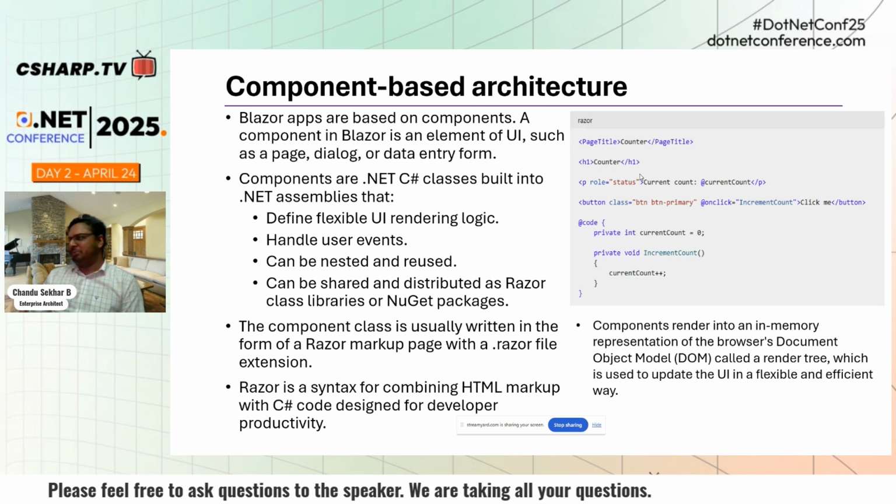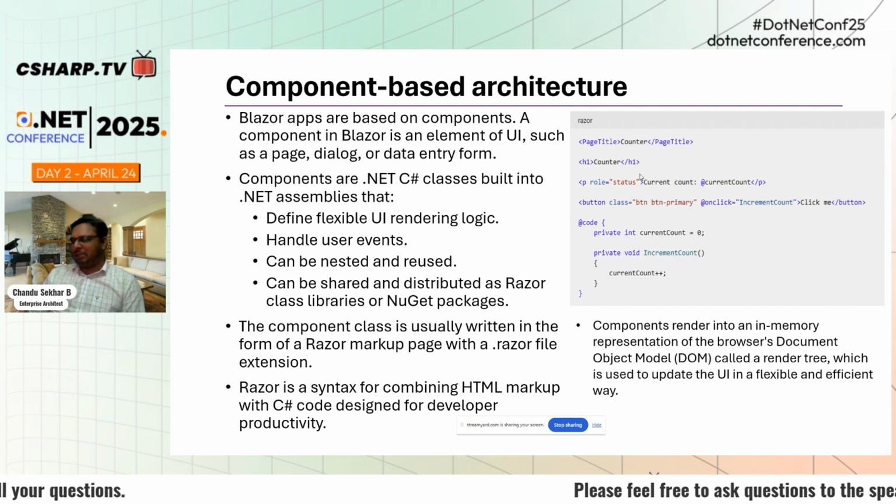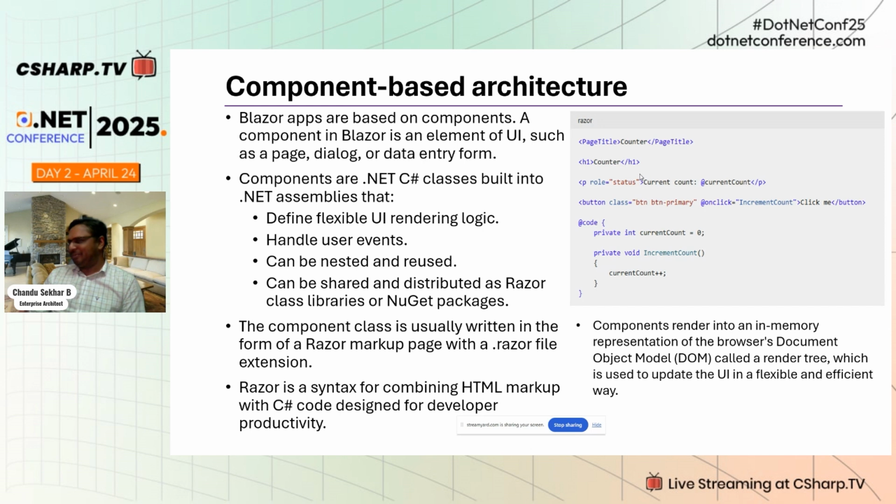I would like to elaborate more on the component based architecture. Blazor apps are based on components. A component in Blazor is an element of UI. For example, a button is a component. Any element of UI is a component, such as a page, a dialog, or a data entry form. Whatever it is, we'll call it a component.